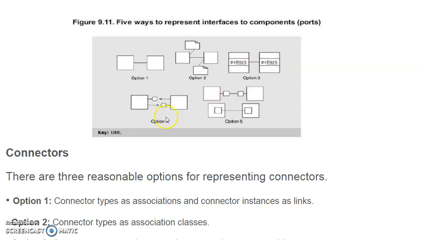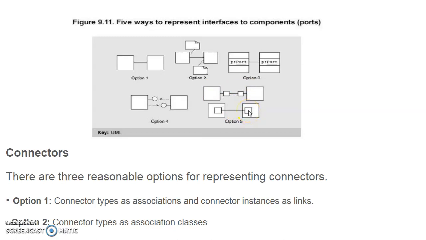The fourth option is using the UML diagram, that is the lollipop notation, which is used to represent the interfaces. Then the fifth option is classes: we use one or more classes within the model to represent our interfaces.